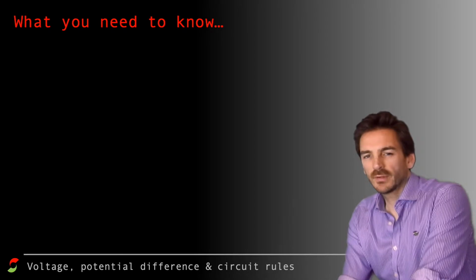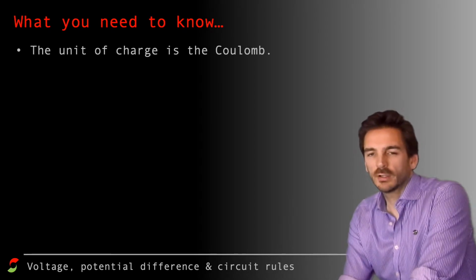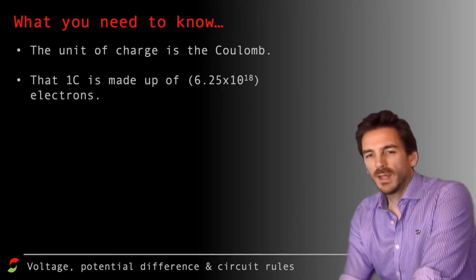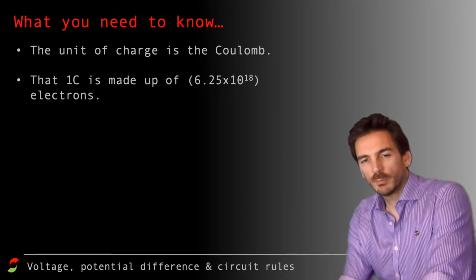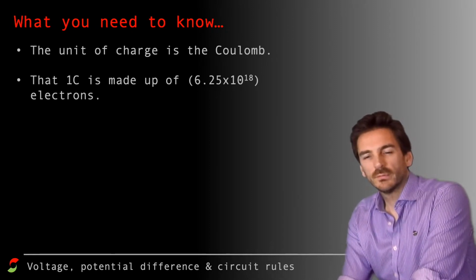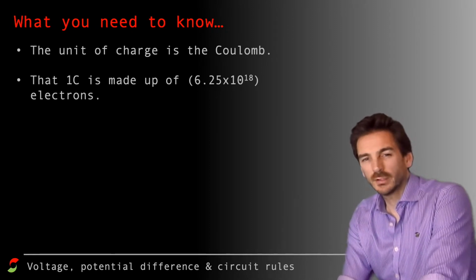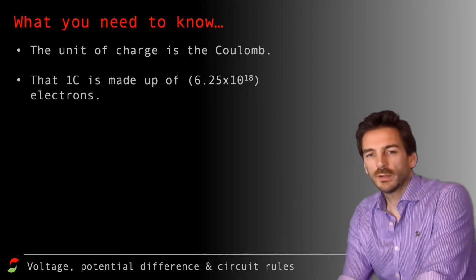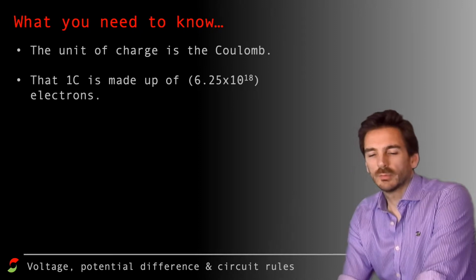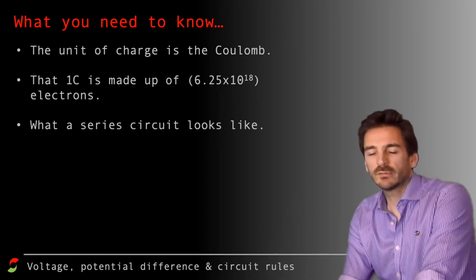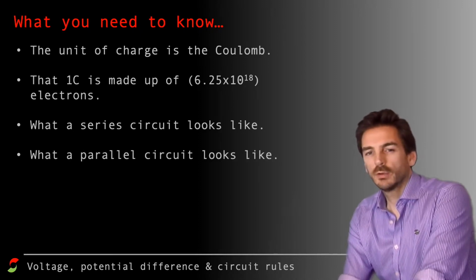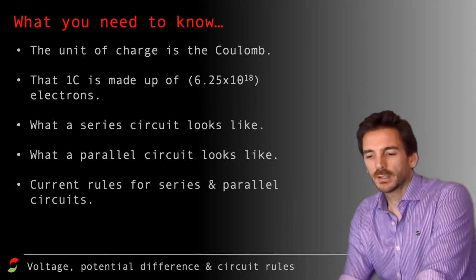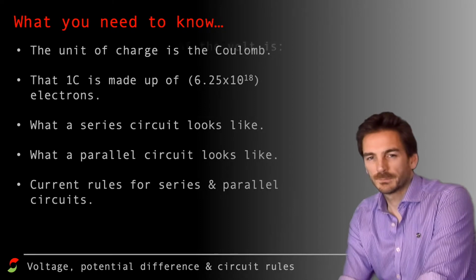To get the most out of this lesson, you need to know that charge is measured in coulombs, and that 1 coulomb is made up of a certain number of electrons. The 6.25 times 10 to the 18 electrons, you don't need to know that, but be aware there is a fixed number of electrons that make up 1 coulomb of charge. Also you need to know what a series circuit looks like, what a parallel circuit looks like, and the current rules for series and parallel circuits.